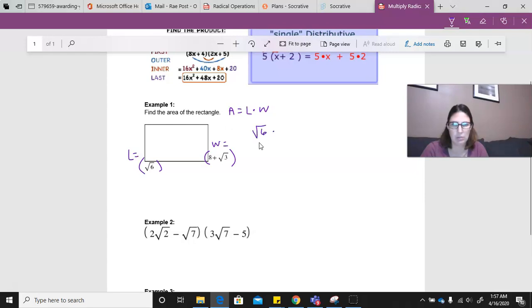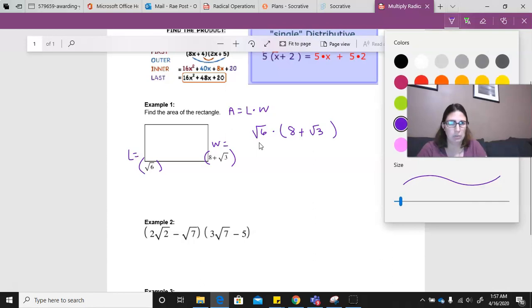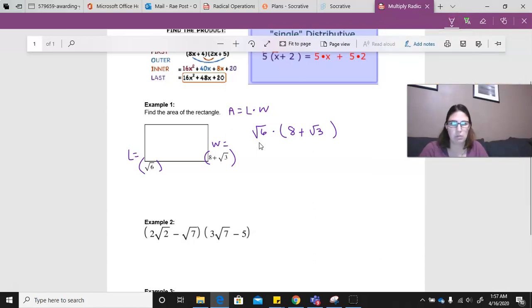And then we're going to multiply that times the width, which we have as 8 plus the square root of 3. So we're just going to basically distribute here, just like you guys have been doing for many, many years. We're going to distribute that square root of 6. So we're going to multiply the square root of 6 times 8, and then we're also going to multiply the square root of 6 by the square root of 3. They're all positive, so you can use addition here. That'll be the square root of 6 times the square root of 3.